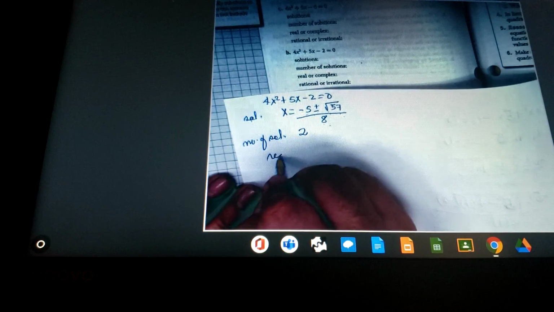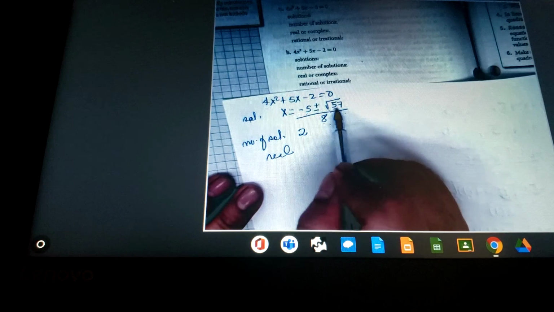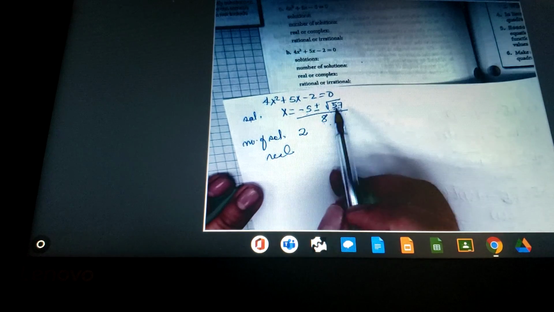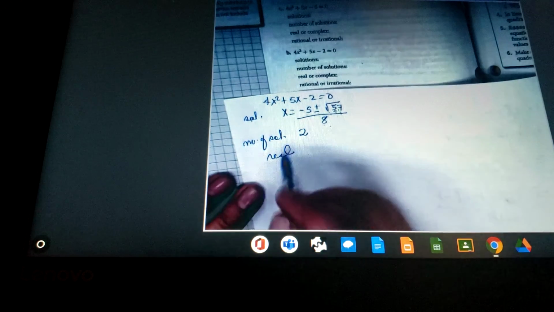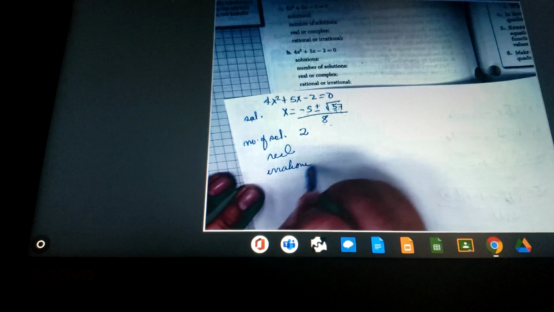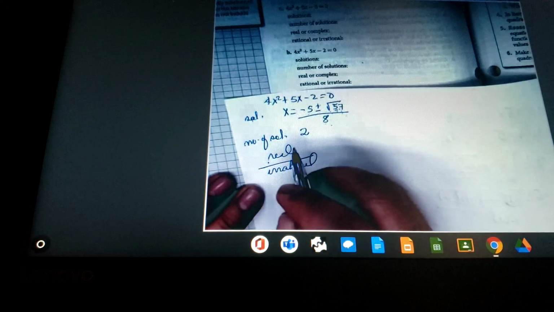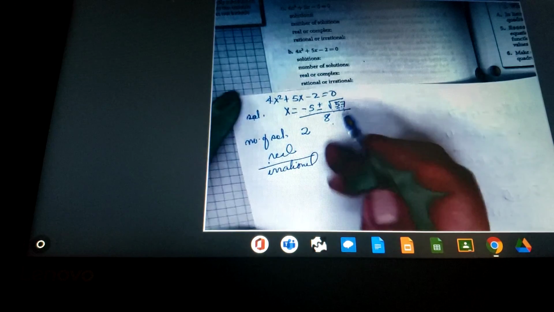Real or complex? Real. Okay. Why? Because there's no i here. It is not a negative. Rational or irrational? Irrational. Why is it irrational, class? Yes, that's why. Now you know how to identify. Okay?